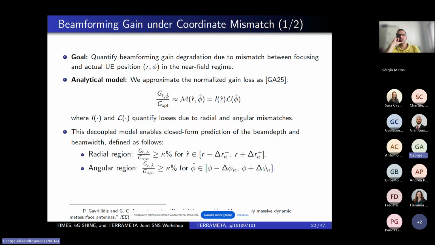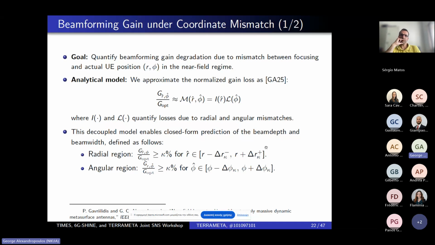We have defined it as a specific function, which, as you see here, is factorized into two other functions. One is expressed as a function of the range, and the other as a function of the azimuth angle that is needed in the analysis that we have done. Recall that the UE is moving in the 2D plane. We can actually generalize to 3D, and these functions quantify, as I said before, the radial and the angular mismatch.